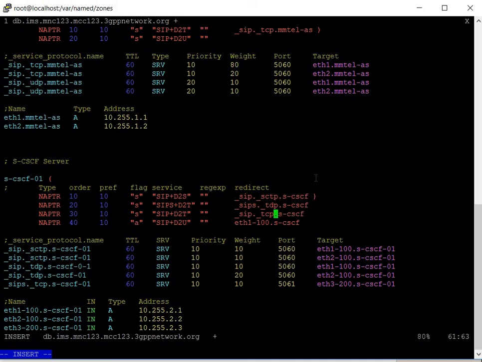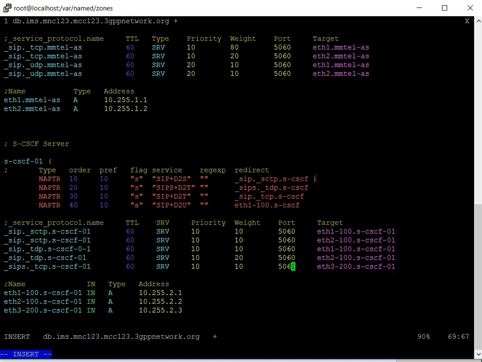and what SRV records are applicable for them. So I'm saying, in this case, prefer D2S. D2S is going to be down here. D2S, where did I put D? D2S should be SCTP. So I said SCTP.SCSF, that's this first record, right. So I've got 2 interfaces that can serve this first NAPTR answer, this SCTP. And they're going to be ETH1-100 and ETH2-100 on SCTP port 5060.